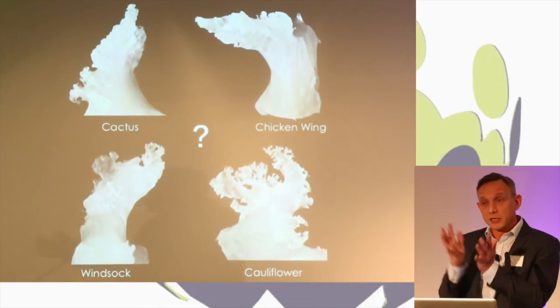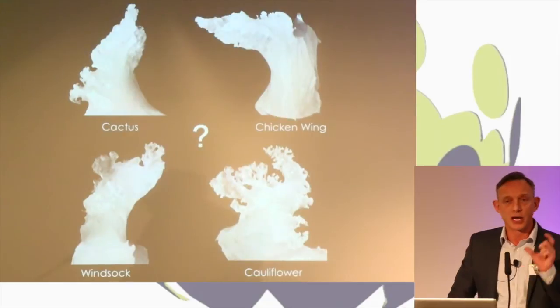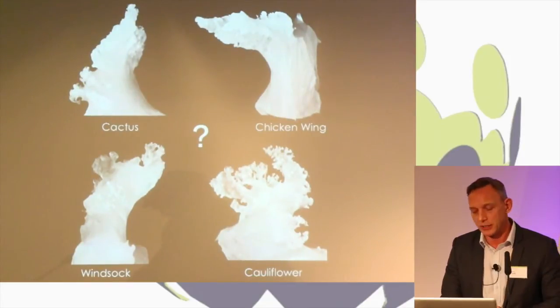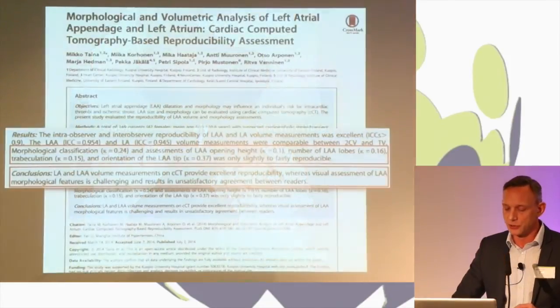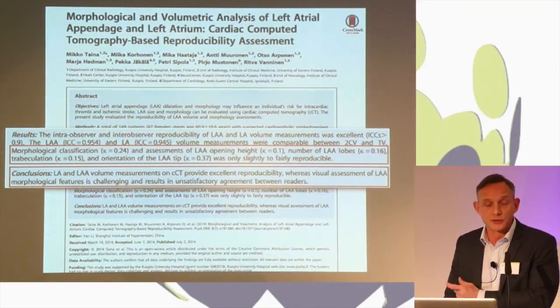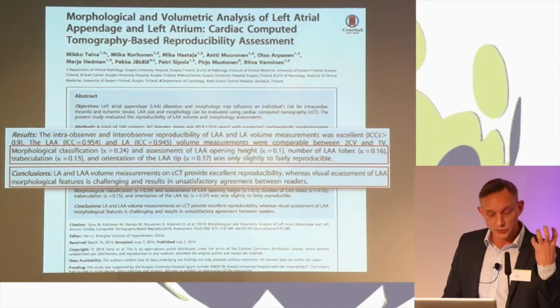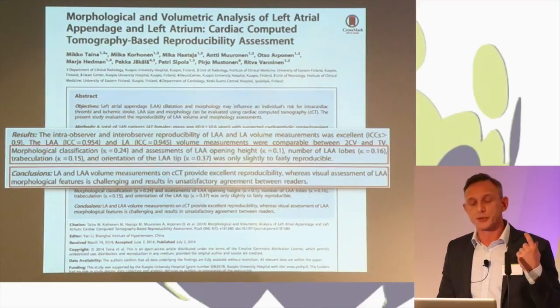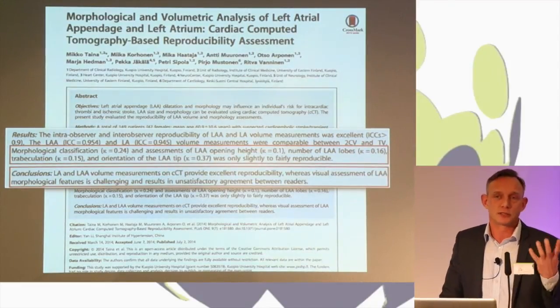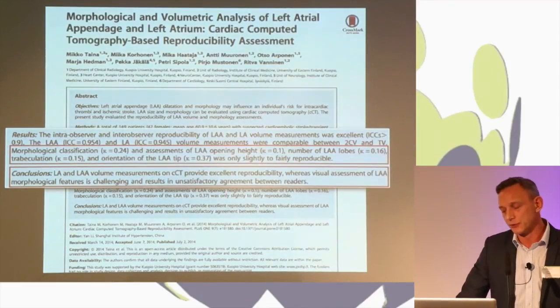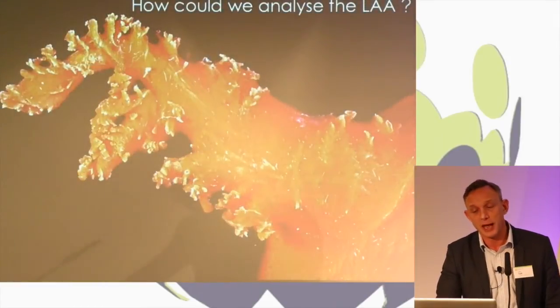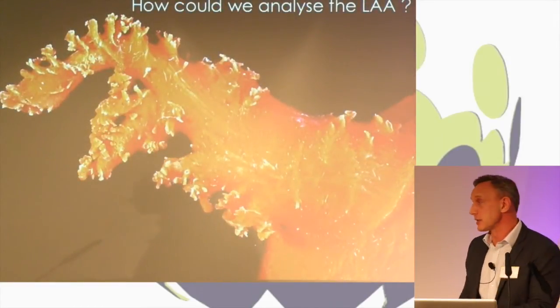So certainly getting a good three-dimensional idea and image of your appendage is crucial. And studies have shown that the reproducibility in terms of shape is pretty poor. Describing in terms of the 4 different types is pretty poor. So how else could we analyze the left atrial appendage?